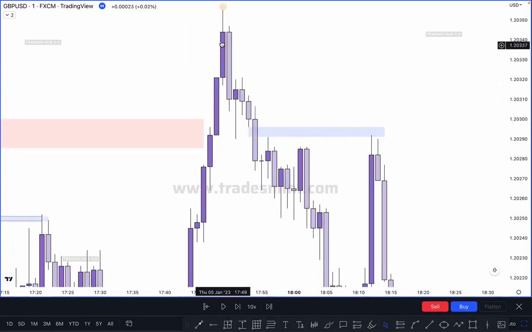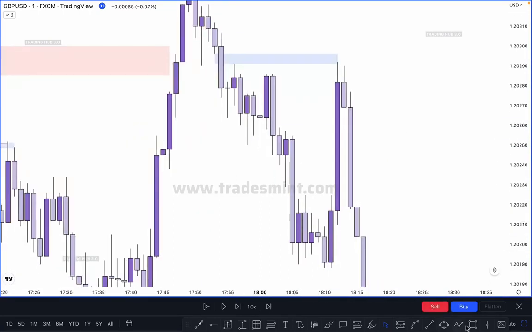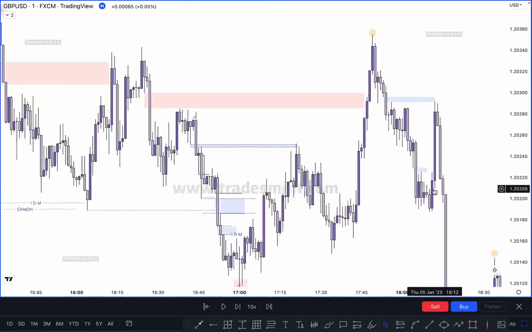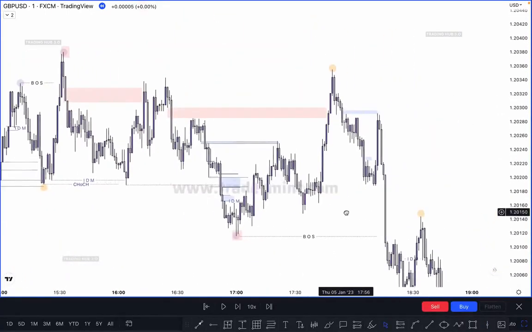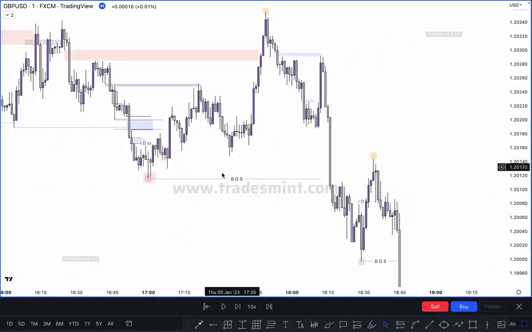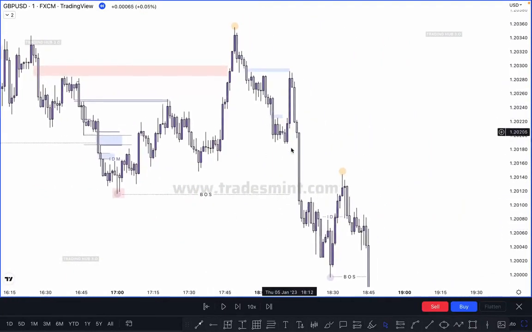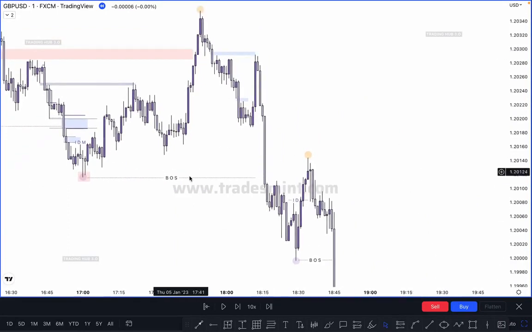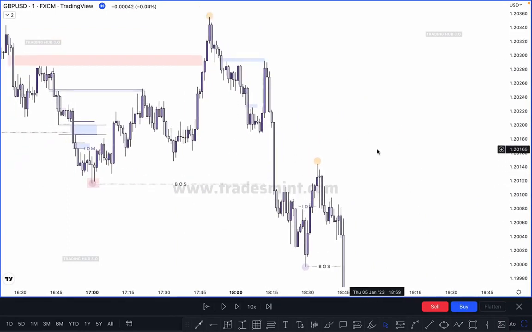So everything is mitigated here. Only one imbalance is left here. The market fills this imbalance and pushes downside. And just below it, you can see another one, which is here. So the market most of the time takes out your extreme imbalance and then pushes downside or upside. After a break of structure, you can see there are a lot of imbalances available here. You can see after the break of structure, the market takes out the extreme imbalance and then pushes downside.